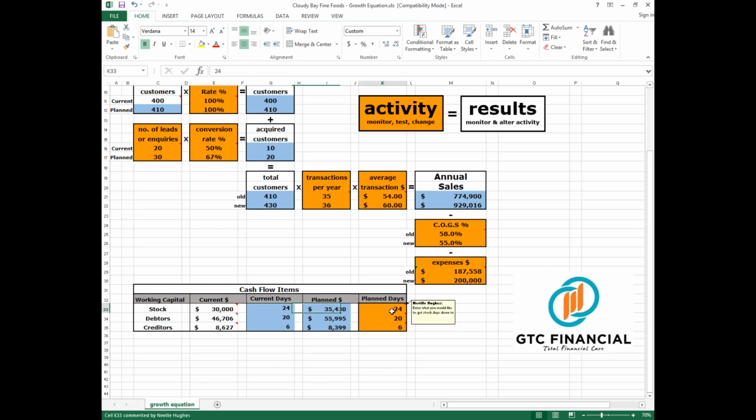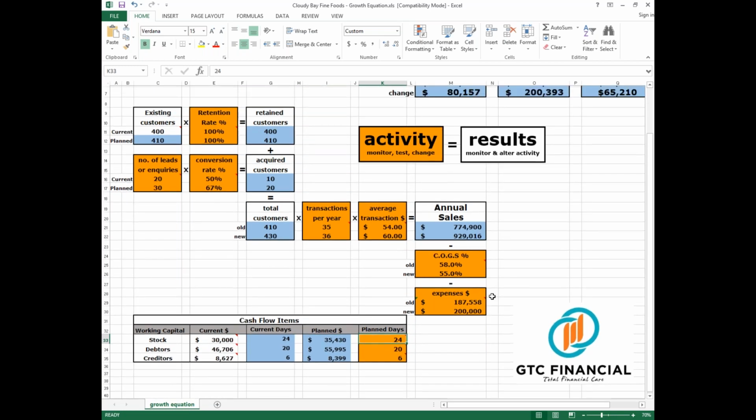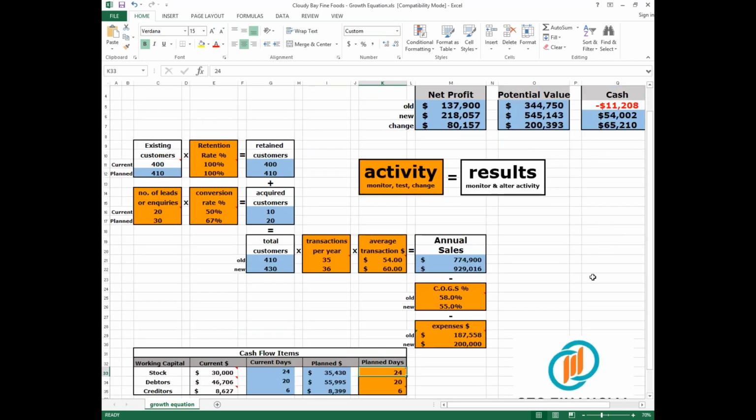So if we reduce, I'll keep this in sight up here. So if we reduced her stock from 24, which is a bit over 3 weeks, down to 2 weeks worth of stock, that adds a significant amount of money to her bottom line. It's another $10,000.